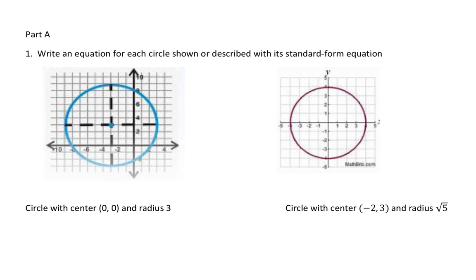Unit 11 review, question number 1. Write an equation for each of the circles. So an equation of a circle is going to look a little something like this. It's going to be in this form. We call this the standard form of a circle.